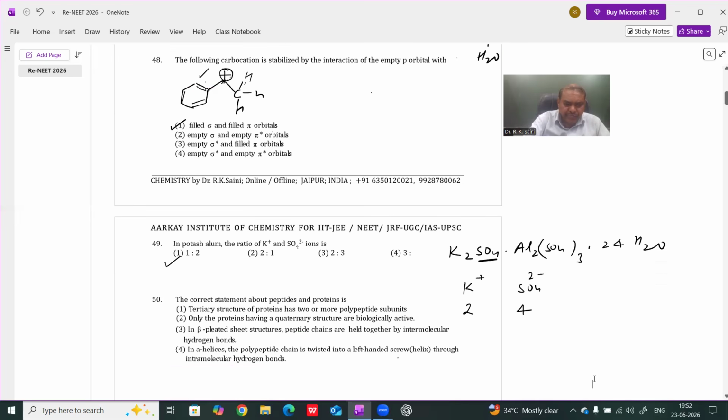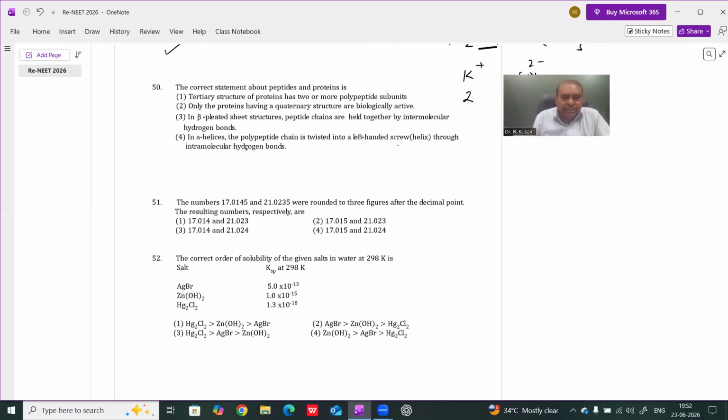This question is taken from biomolecules. Question number 50. Tertiary structure, correct statement. Tertiary structure of protein has 2 or more polypeptide chains. It is incorrect because tertiary structure contains only 1 polypeptide chain. 2 or more polypeptide chains are present in quaternary structure. Therefore, statement first is incorrect. Next, only proteins having quaternary structure are biologically active. It is also incorrect. Tertiary and many secondary proteins are also biologically active.